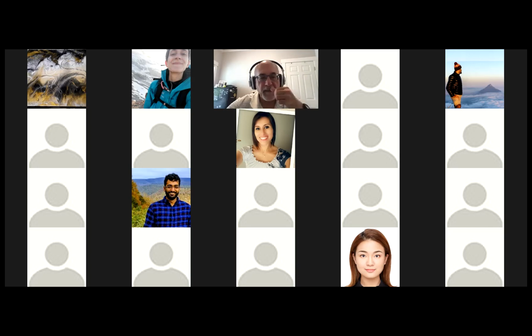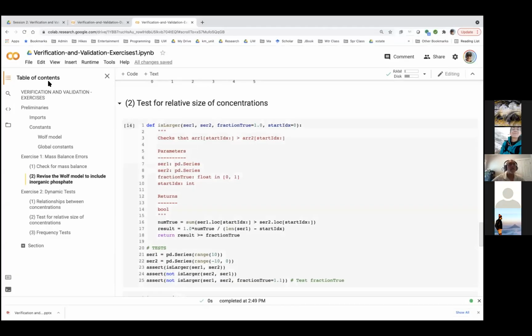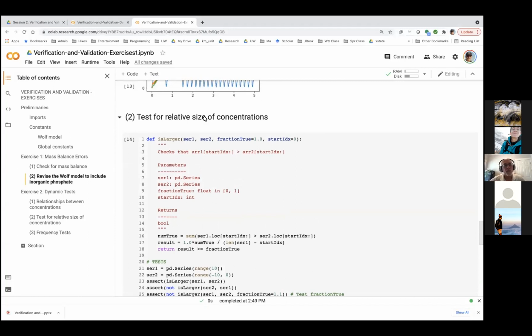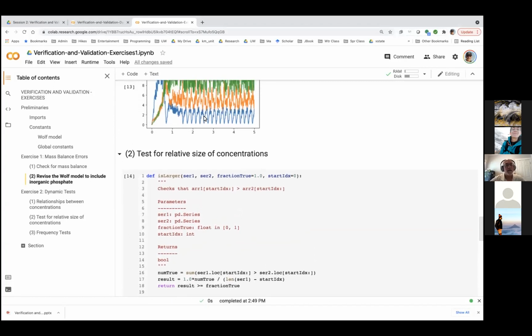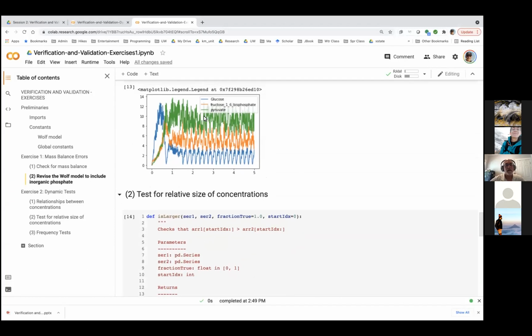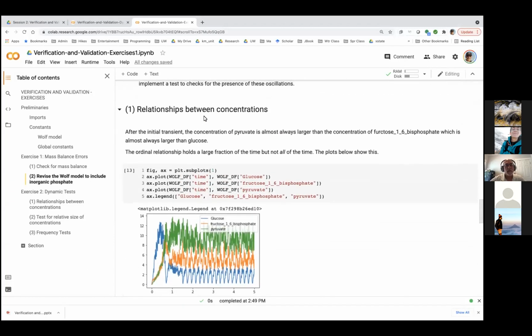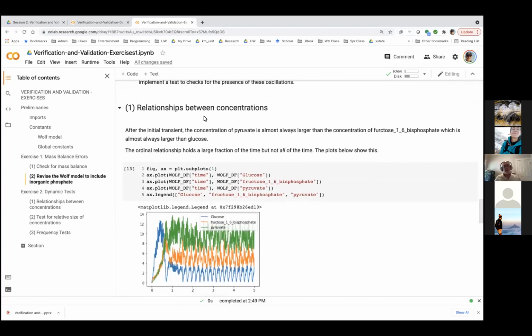So I'm going to start by looking at the notebook that contains the answers to the exercises. This is a little different notebook than the one we were looking at before. Here it is. This should be in your folder, verification and validation exercises. And of course, you'll have to do the usual thing of running at the beginning to get the virtual machine started up.